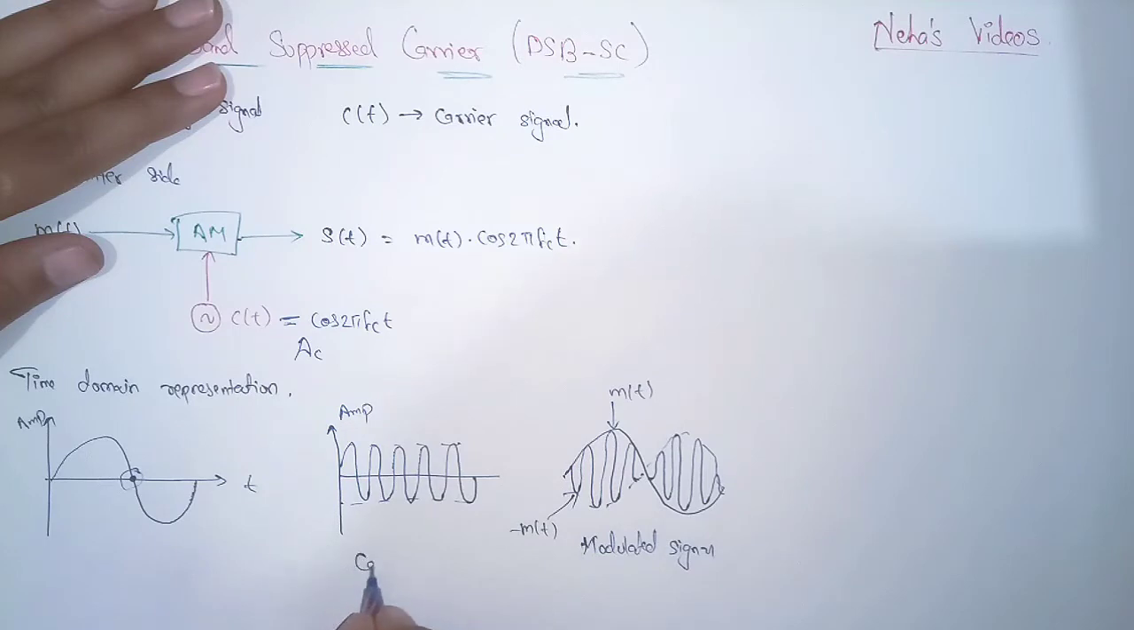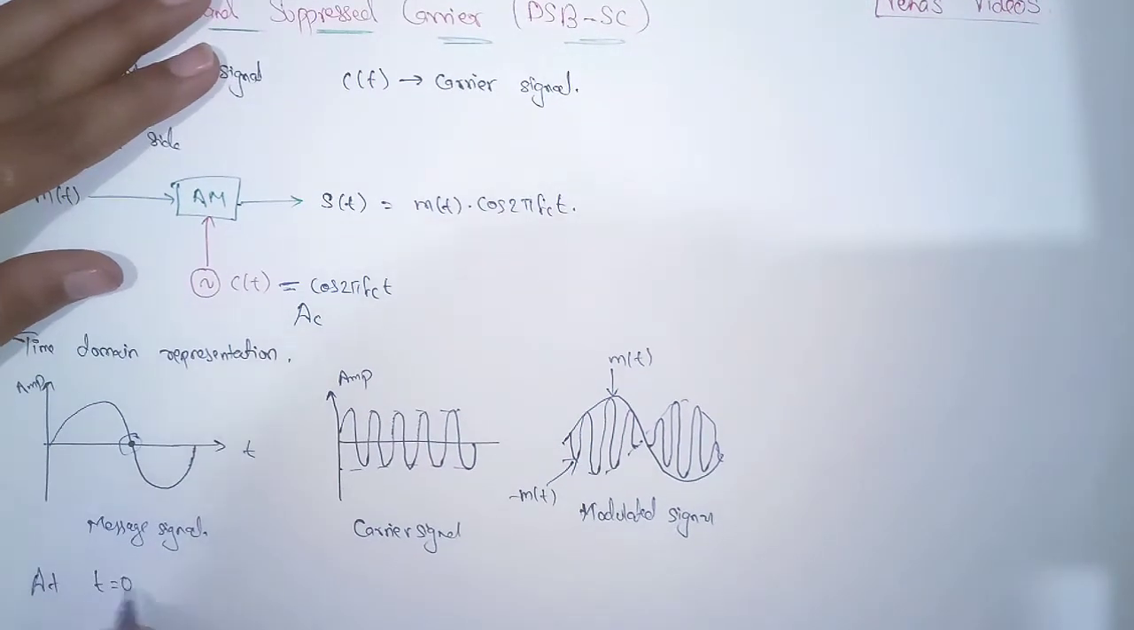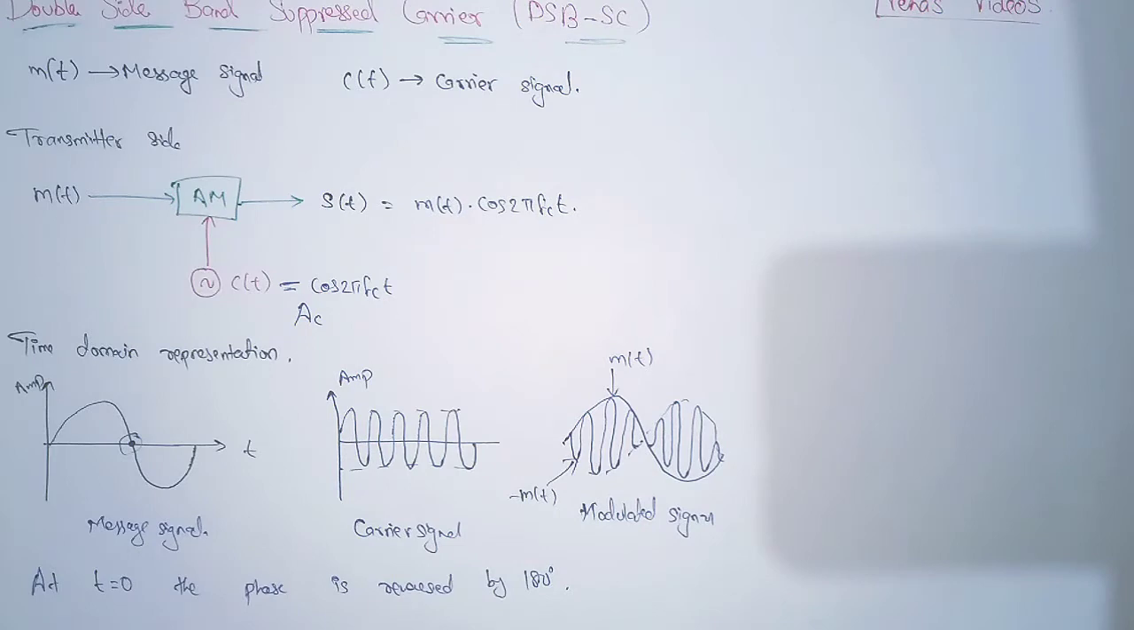of t. This is the carrier signal and this is the message signal. So at t equal to 0, the phase is reversed by 180 degrees. That's it. So let's see the frequency domain representation of this.